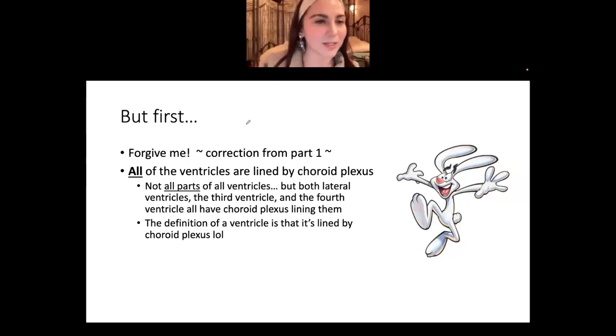And you'll see this when you're doing Dr. White's questions in his roadmaps book. He harps on that concept. I don't think it's that important, but yes, all of the ventricles are lined by choroid plexus. So I just wanted to put this in here.